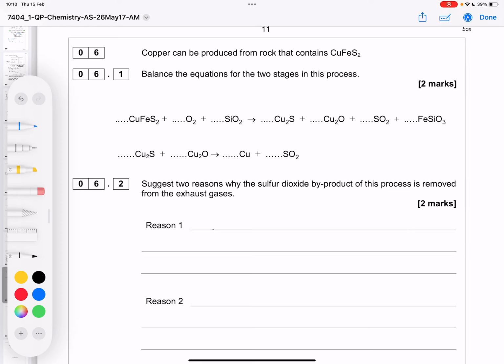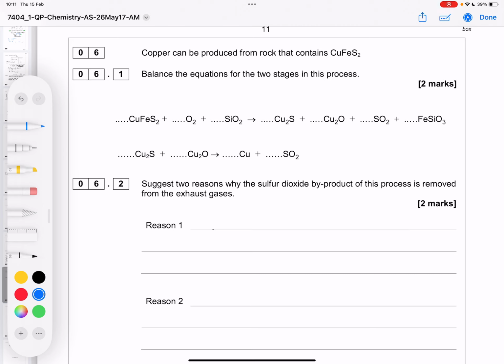Copper can be produced from a rock that contains CuFeS2. Balance the equation for the two stages in this process. Now these equations do look quite complicated. It may be that the time spent on this might not be time well spent for you in an exam. If you think that you're going to struggle, it might be something worth coming back to. But we're going to have a go at it.